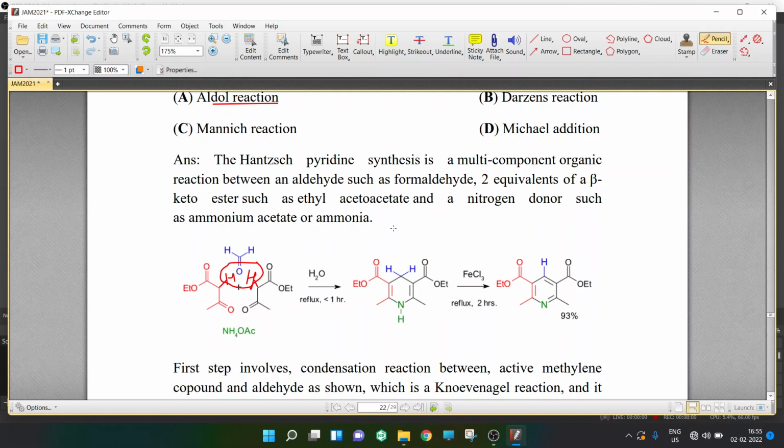You have an aldehyde or ketone. You have something like CH3, C double bond O. Imagine if you are having an aldehyde here. So C double bond O.